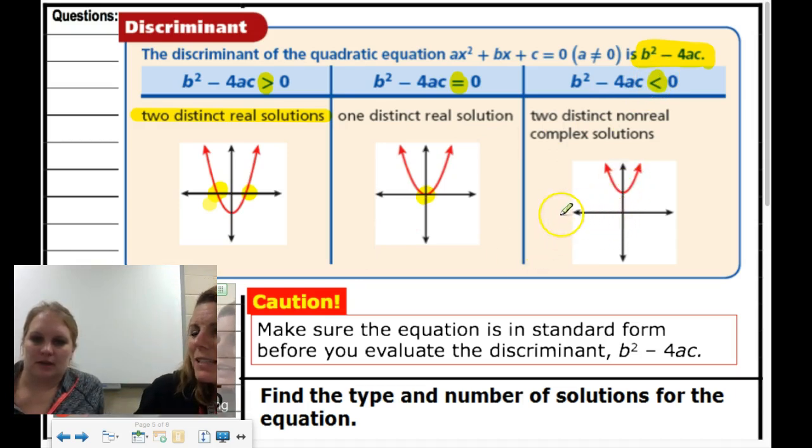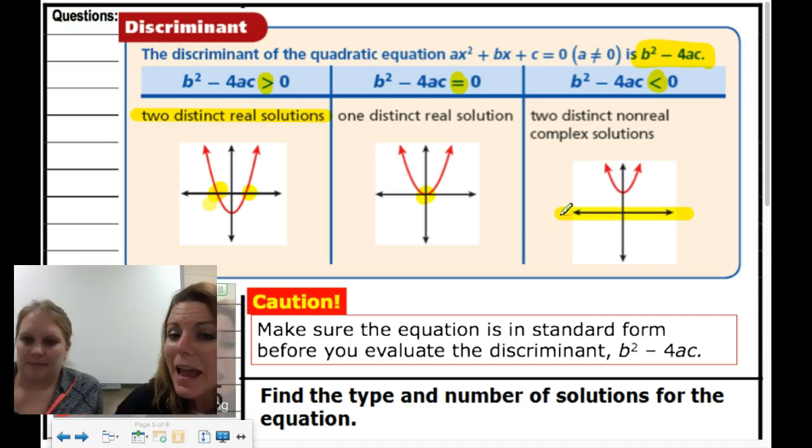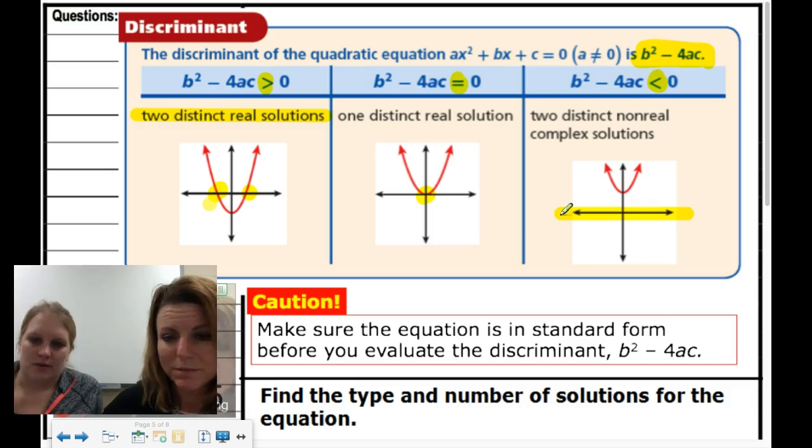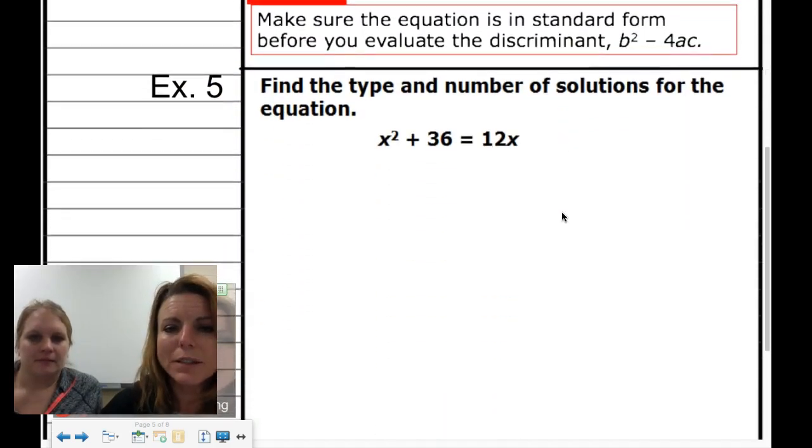Think about it. Less than 0 means it's negative. That would be the negative under the radical. And it doesn't cross the x-axis, so there's 2 distinct non-real complex solutions. So let's do this.